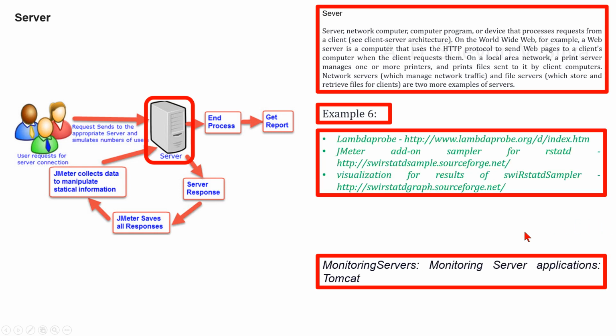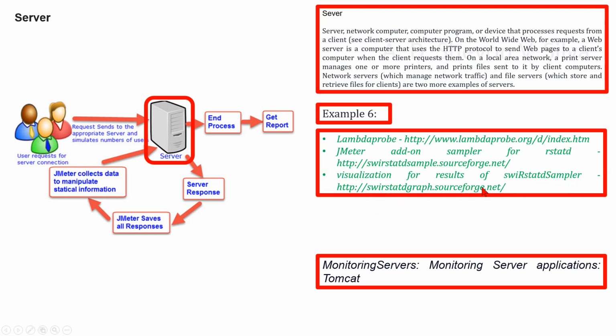Now we are considering Tomcat in monitoring server applications, in monitoring. So now we are considering monitoring server applications in monitoring servers. This is under Tomcat here. The lambda cron, this is the web address, and the JMeter add-on sampler for rstatd. This is the web address, and the visualization for the result of the SWI rstatd sampler.